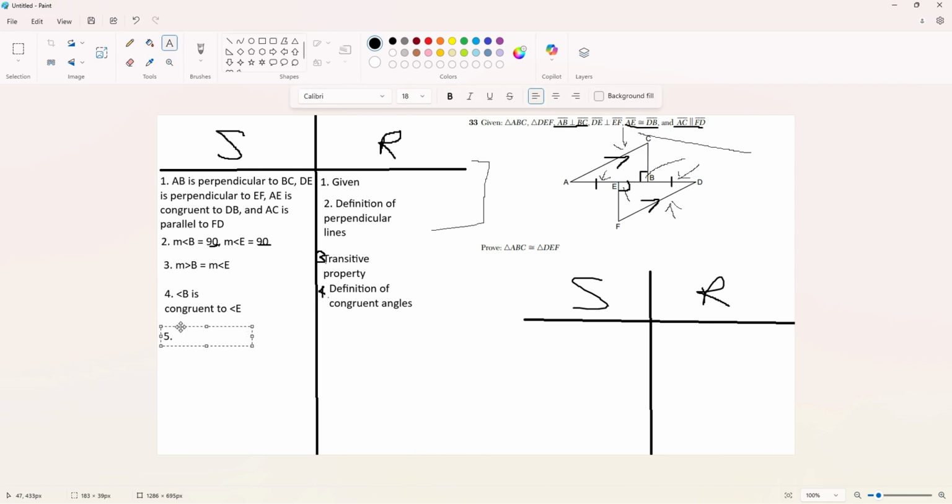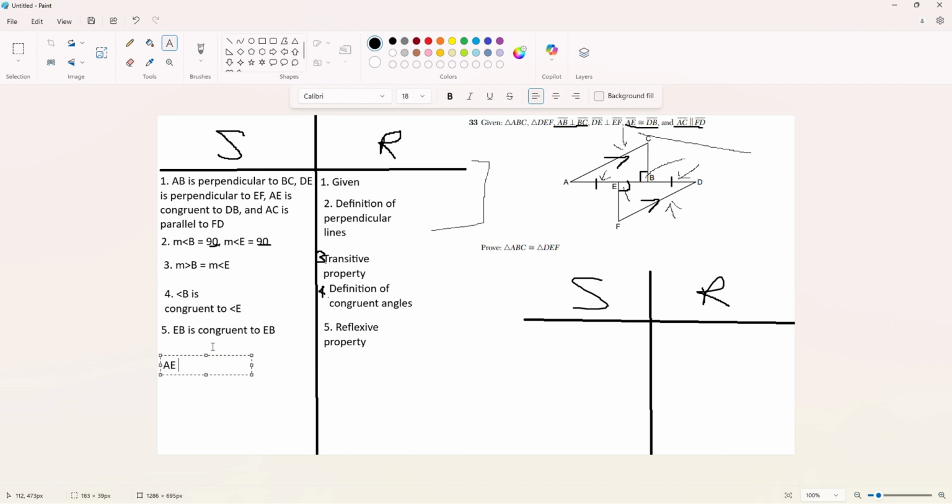Alright, number 5. We are given that AE is congruent to BD. We also see that both triangles share the side EB. So let's go ahead and write EB is congruent to EB. This is possible by the reflexive property.